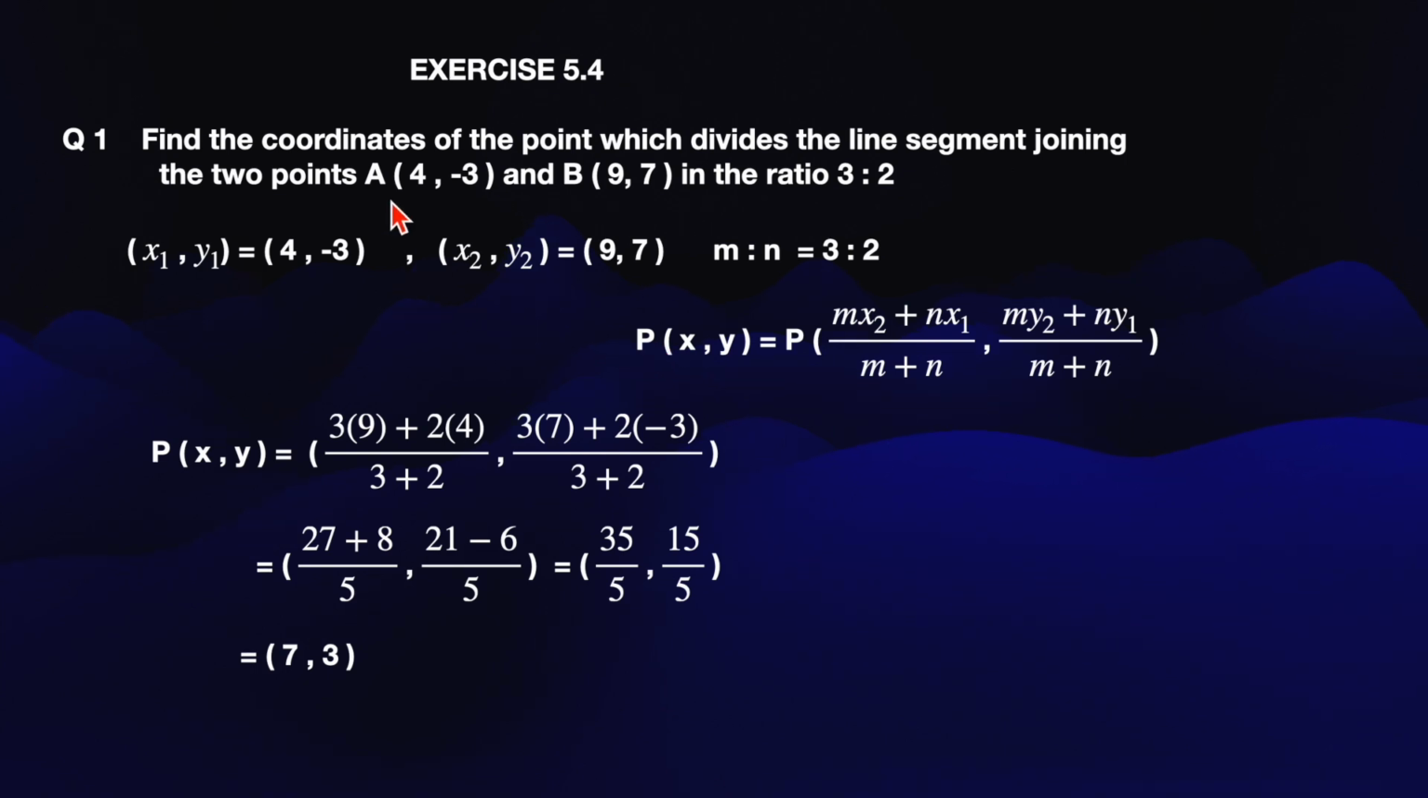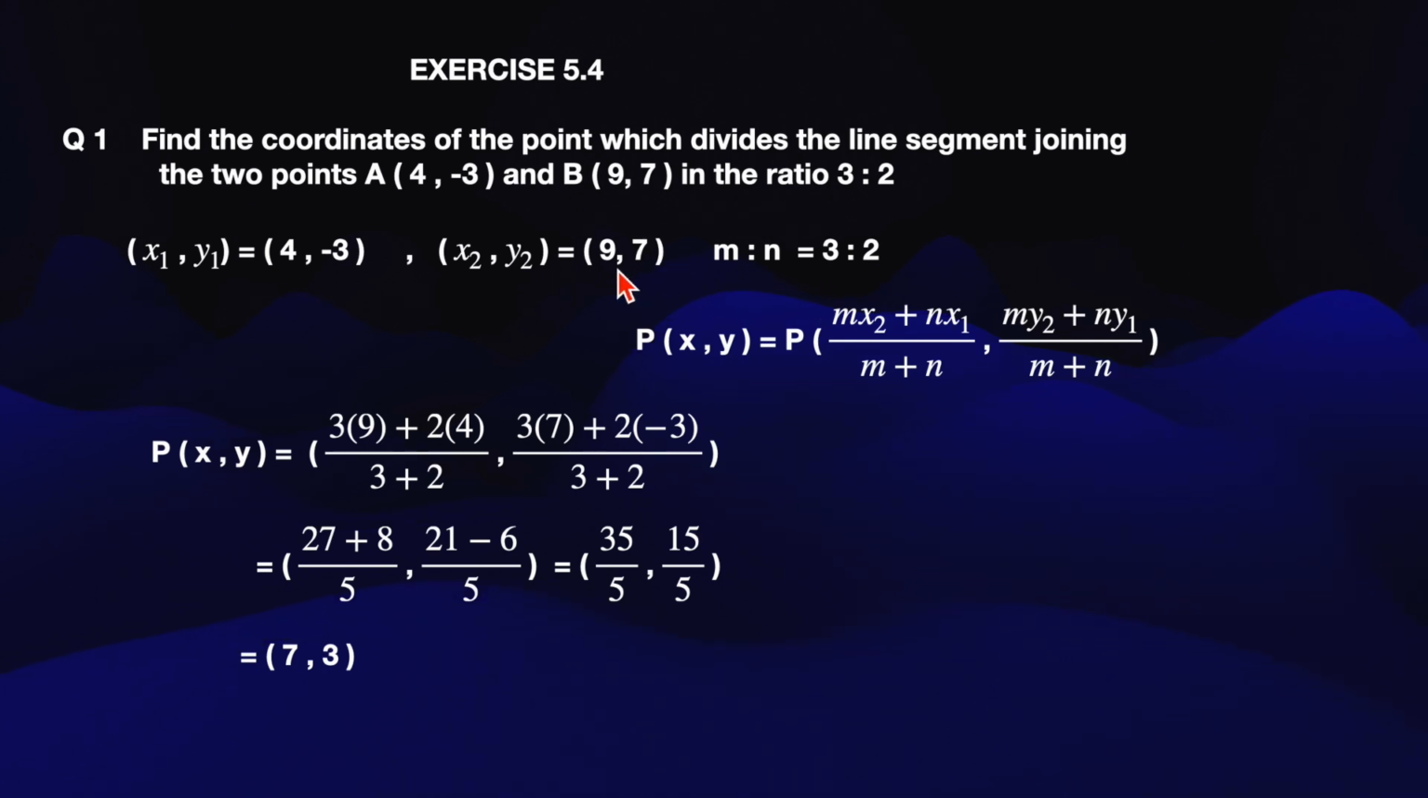So let's write down A(4, -3) as x1, y1, B(9, 7) as x2, y2, and the ratio in which P divides AB is m is to n, that is 3:2. So let's find out the coordinates of this point P. So here let's write down P(x, y) is equal to, so here mx2, so m into 9, that is m is 3 here, n is 2.